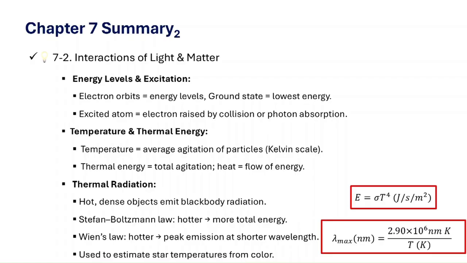Now in the second section, we saw how atoms interact with light. Electrons live in energy levels. They can jump up when they absorb energy and fall back down by giving off light. Temperature also plays a big role. It tells us how much particles are jiggling around. When objects get really hot, they glow, and that glow is thermal radiation. We can use Stefan-Boltzmann and Wien's law to figure out how hot stars are just from their brightness and color. Isn't it cool that starlight tells us temperature?